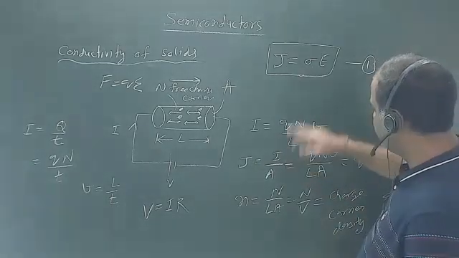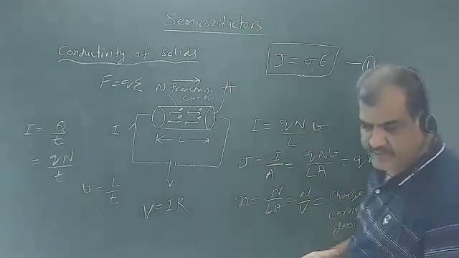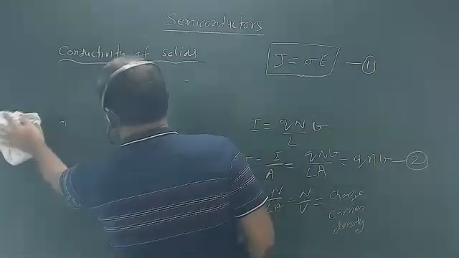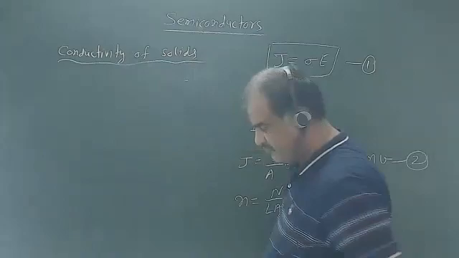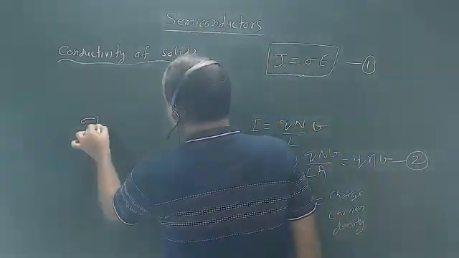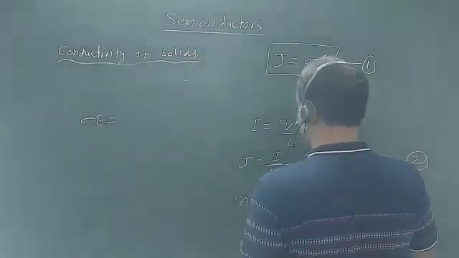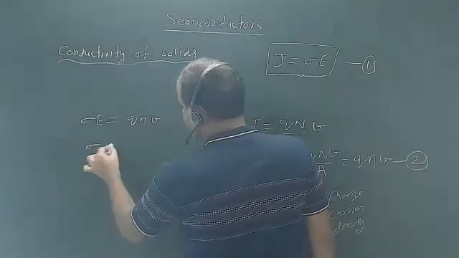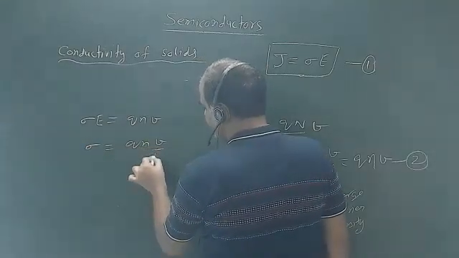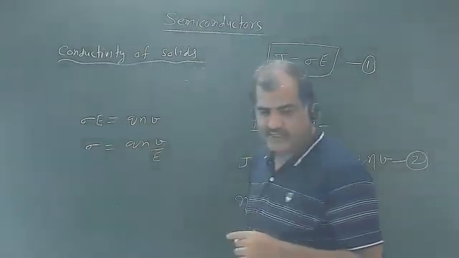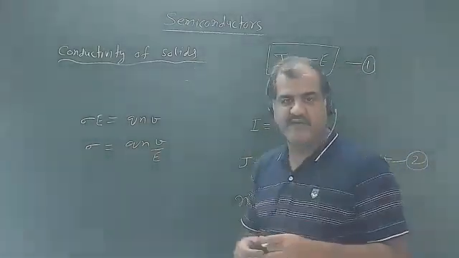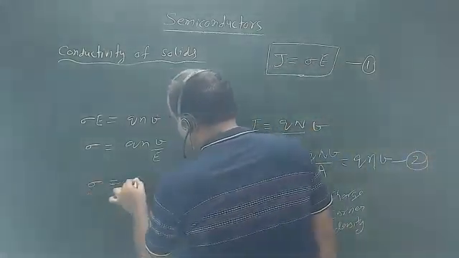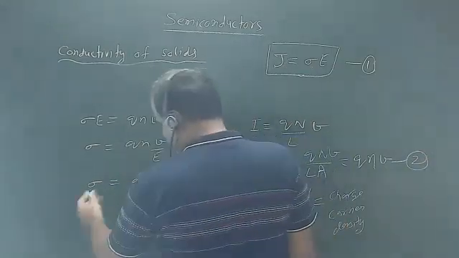Now equate both these equations. That will give you the expression for conductivity. So now if I equate both these equations, sigma E is equal to q n v, and sigma will be q n v by E. Okay, so velocity upon electric field, what is that? Velocity by electric field is mobility. Okay, this will give you the mobility. So q n mu, this is the expression for conductivity.